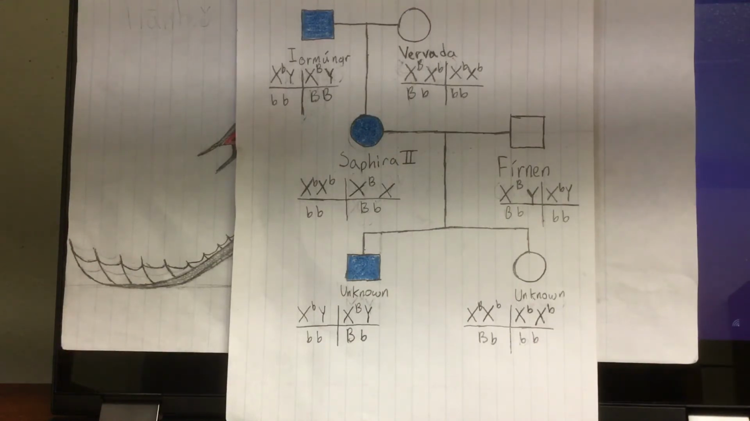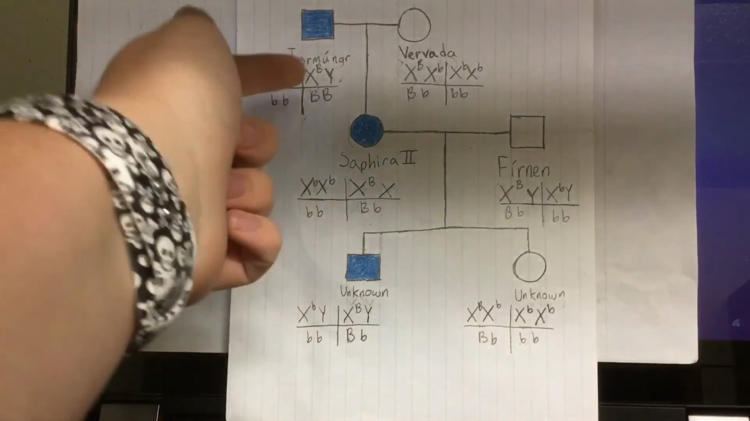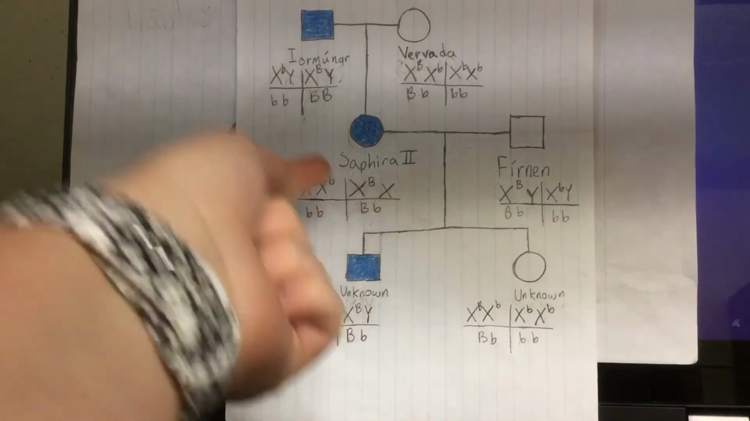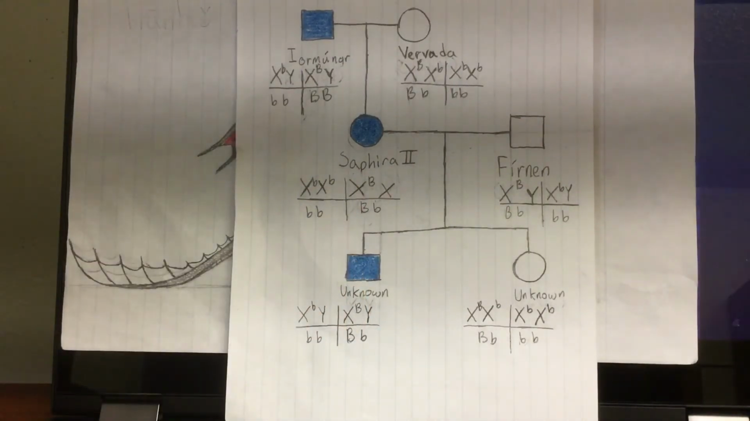And then when it is dominant and it is X-linked, the male only needs one of those to be that color, as you can see throughout the chart. But the female also only needs one to be that color, as you can see by Saphira.